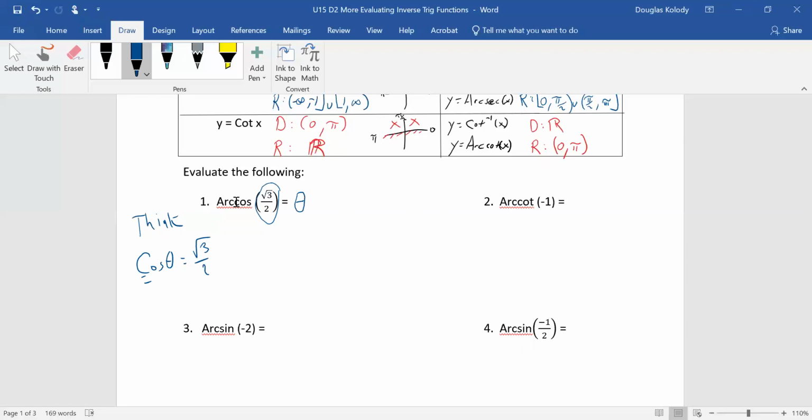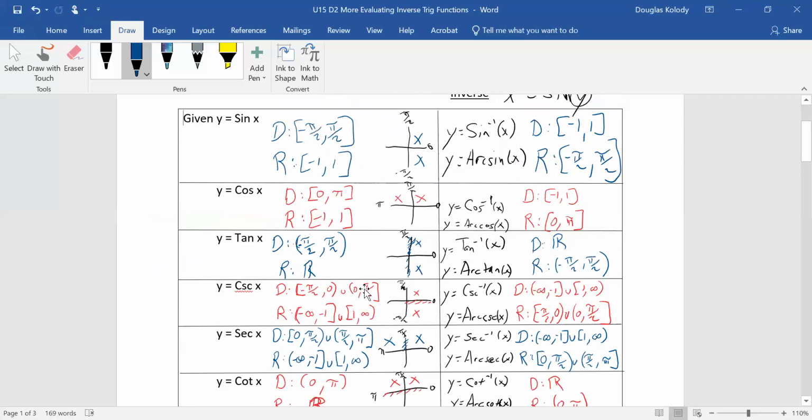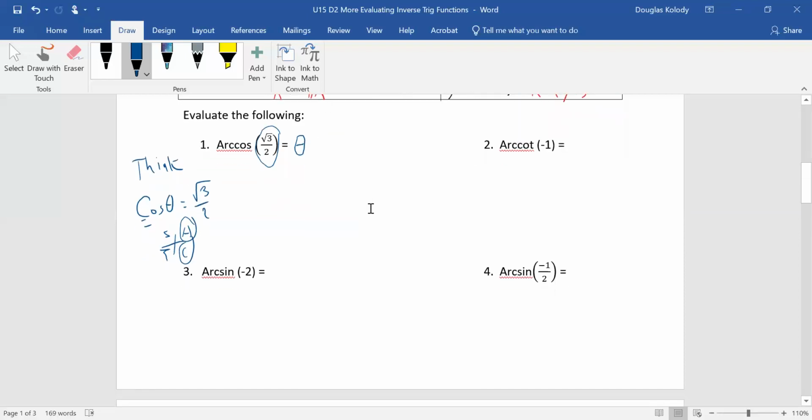All right, so just as a quick review right here, where is cosine positive? All students take calculus. Cosine's positive in 1 and 4. That's all fine and good, but what is the restricted domain of cosine? Cosine, the restricted domain, so that it's a 1-to-1 function, is quadrants 1 and 2. Uh-oh. So that eliminates quadrant 4 right off the bat. So we're only left with quadrant 1.